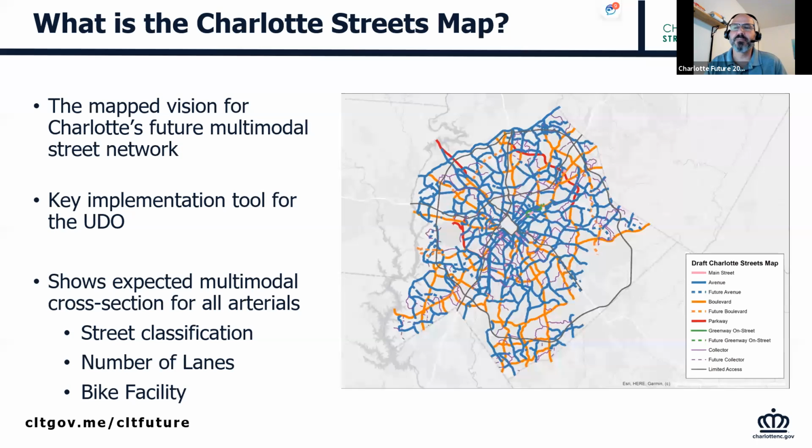So the streets map is the mapped vision of our multimodal street network. It's based on council adopted policies that have been developed and refined over the last several years. It shows a recommended cross-section for all of Charlotte's arterial streets and will support the UDO to ensure that we're building multimodal streets as we grow and develop. Note that this draft is a citywide streets map. The streets around the blue line were mapped and adopted in 2019. The map remains in place, but will ultimately be folded into the citywide map as shown here.